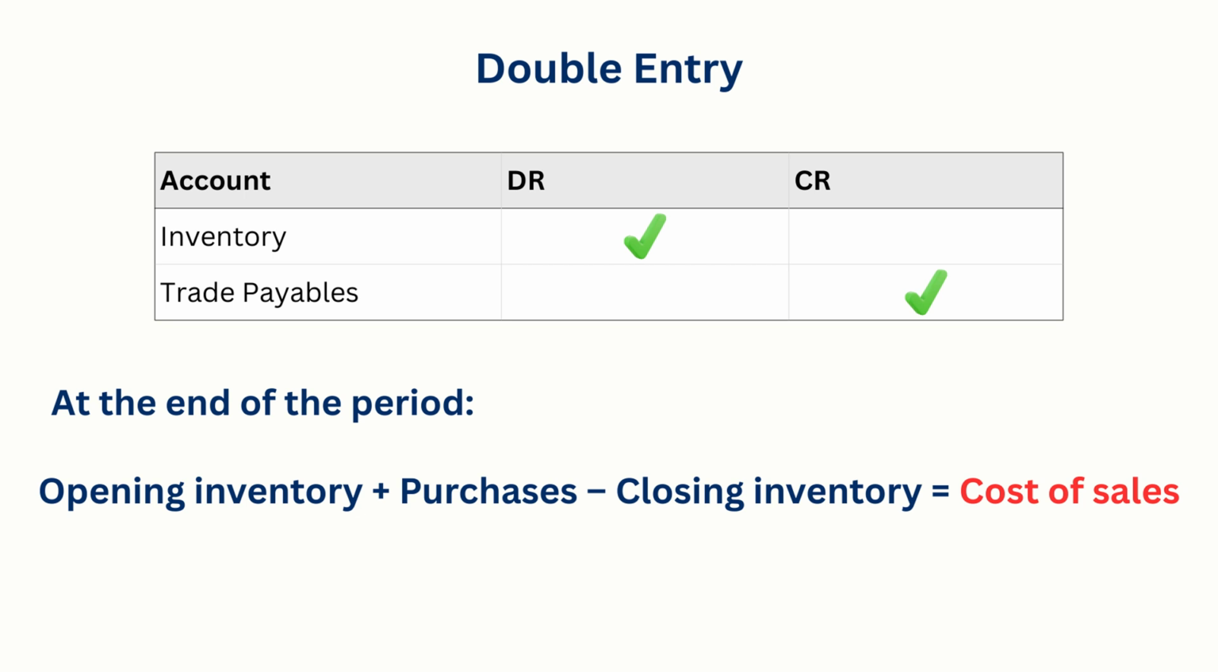Let's look at how inventory movements are recorded. When inventory is purchased on credit, we debit the inventory account because the amount of stock we hold increases. We credit trade payables because we now owe money to suppliers. At the end of the period, we adjust inventory to calculate the cost of sales. The formula is opening inventory plus purchases minus closing inventory equals cost of sales. This cost of sales figure is the amount transferred into the profit and loss account as an expense. So inventory movements impact both the balance sheet and the profit and loss.